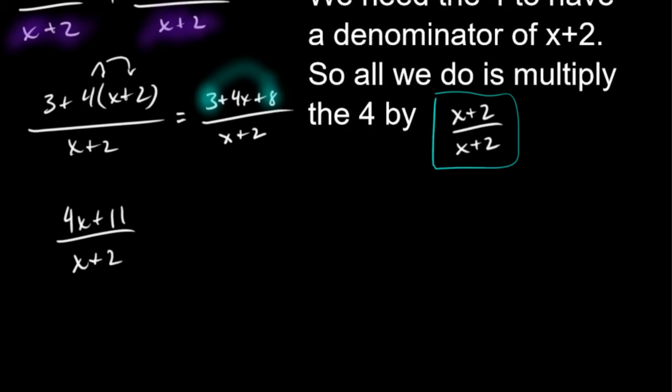So, here we go. There is our answer. Notice that the 4x plus 11 cannot reduce, it cannot factor, so we are done.